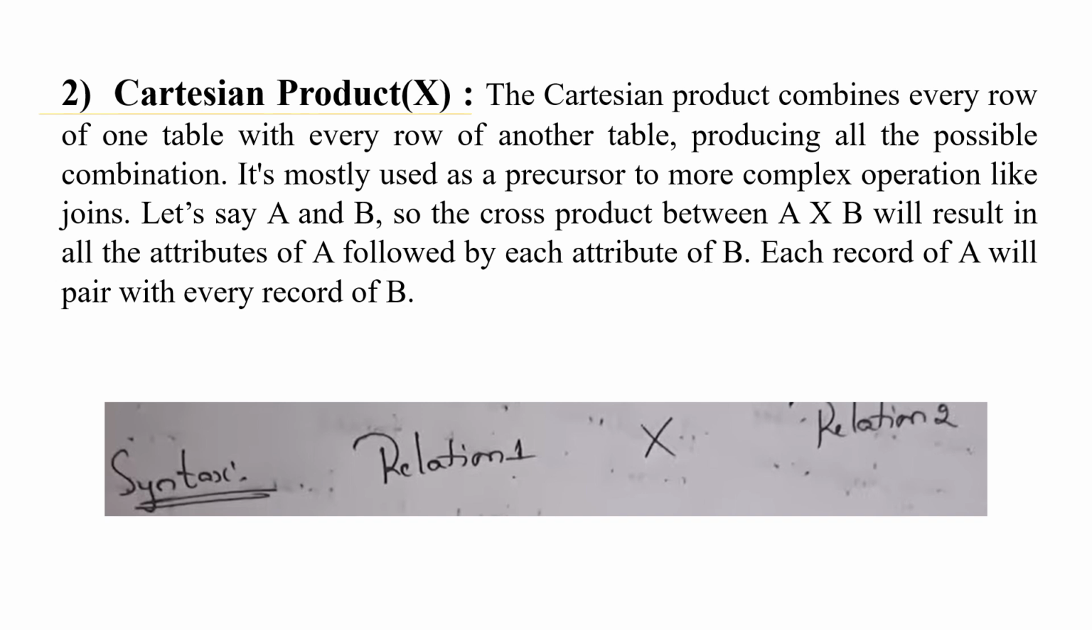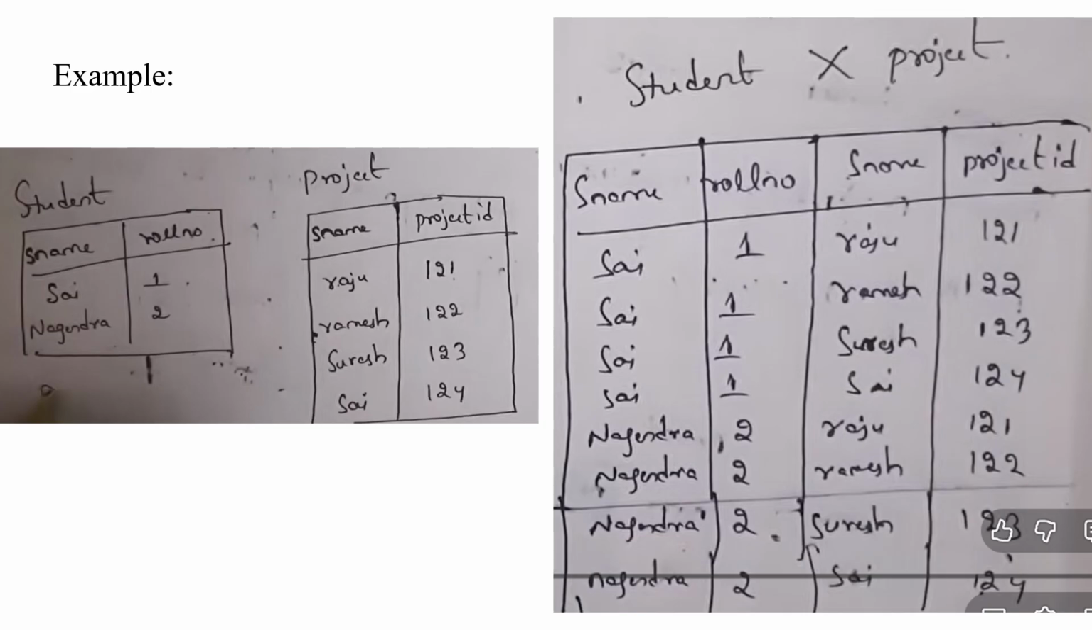Now the second type in relational algebra is Cartesian product. The Cartesian product combines every row from one table with every row from another table, producing all the possible combinations. The basic syntax is relation 1 cross symbol relation 2. Let us understand with an example.